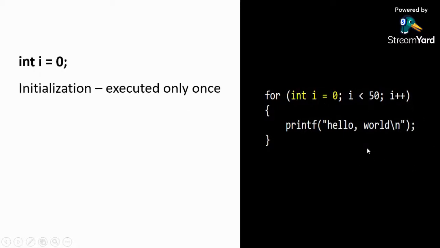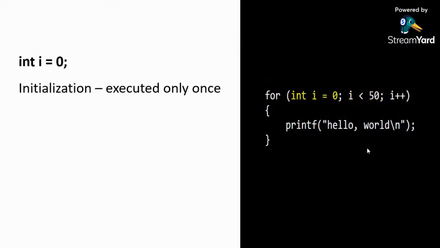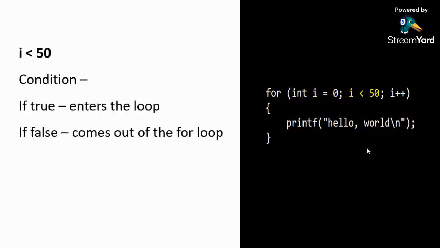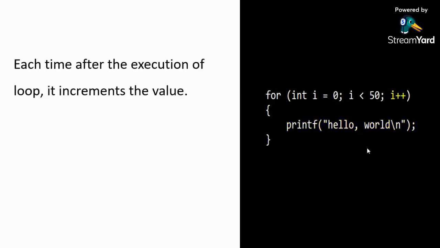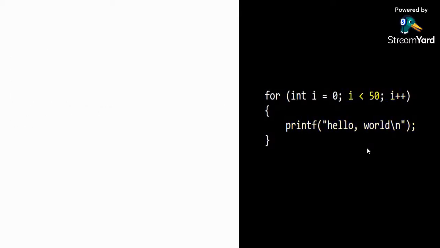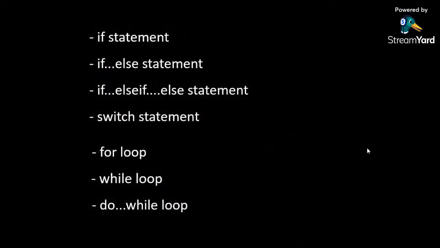So this is how the pattern of the for loop works. Initialization is executed only once. Condition, if true, enters the loop, else comes out of the loop. And every time after the execution of the loop, it will increment. It can be increment, decrement, whatever it is. So in this case, int i is equal to 0, i less than 50, i plus plus. So hello world, hello will get printed 50 times.